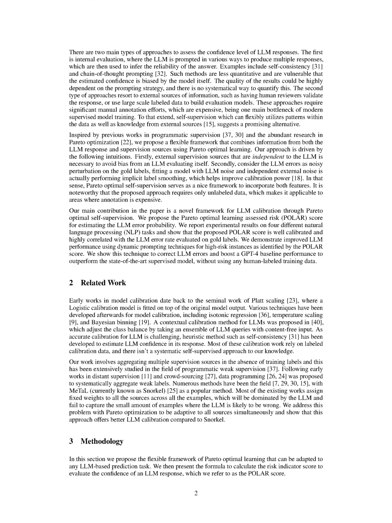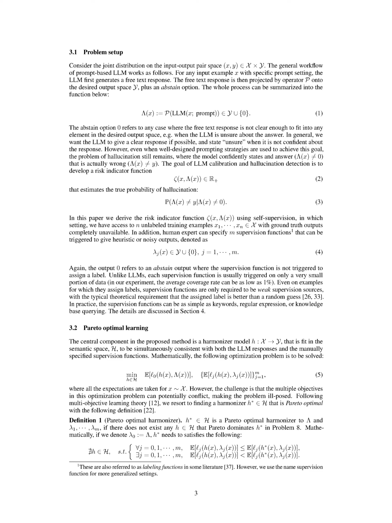Consider the joint distribution on the input-output pair space. The general workflow of prompt-based LM works as follows. For any input example with a specific prompt setting, the LM first generates a free text response. The free text response is then projected by an operator onto the desired output space, plus an abstain option. The abstain option refers to any case where the free text response is not clear enough to fit into any element in the desired output space, for example, when the LM is unsure about the answer.